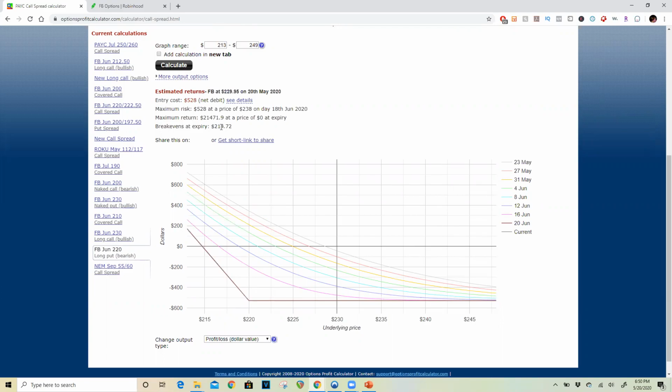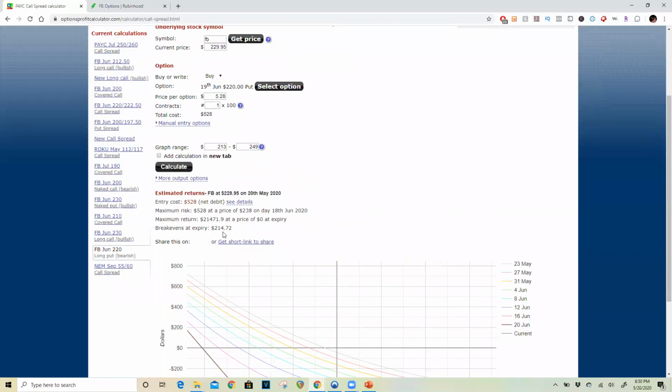Between $214.72 and the strike price, which is $220, you lose $1 for every dollar that it's below the break-even price, and the maximum loss will be at $220 and above, where you lose the full $528 debit that you paid to buy the put option. Okay. And the maximum return is if the stock price goes all the way down to zero from 214. So 214 times 100 is approximately $21,472 for your maximum return. Okay, so that's a put option.